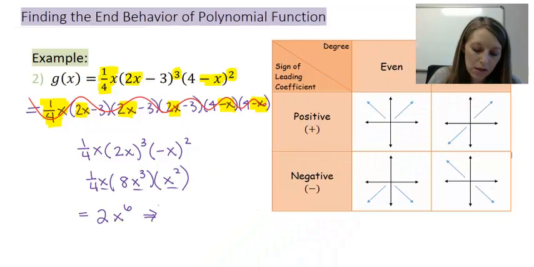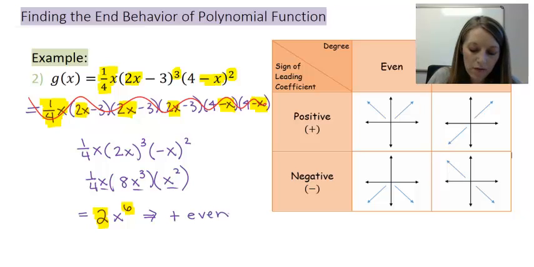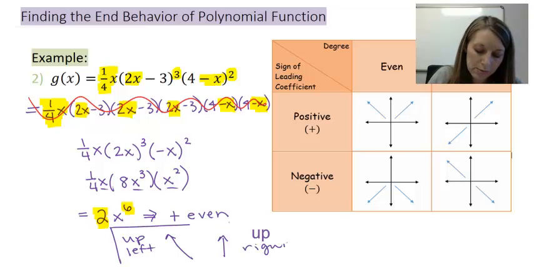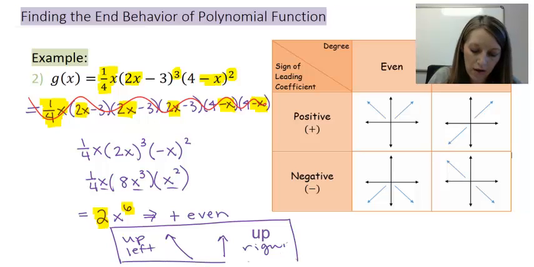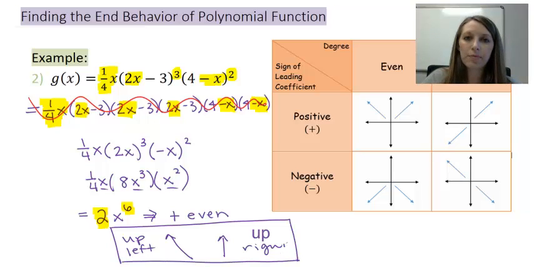So this tells me that my leading term is a positive even. What I know about evens is they end in the same direction, and positive means that they both end up. So my end behavior looks like this, which is up on the left and up on the right. So there is my end behavior of this example.